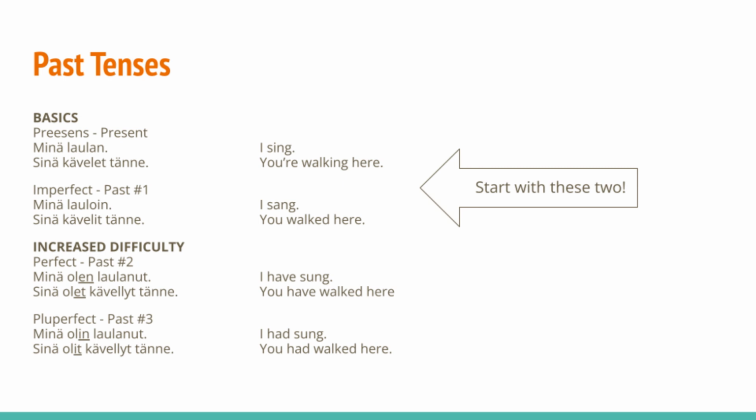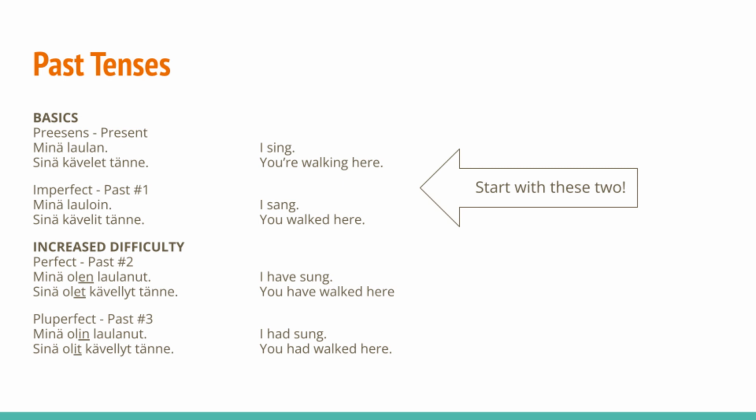The examples I have of those two more difficult ones here are minä olen laulanut, sinä olet kävellyt tänne. I have sung, you have walked here. And in the pluperfect, minä olin laulanut, I had sung, sinä olit kävellyt tänne, you had walked here. There is a difference. As you can see, for me, the best rule of thumb, so to say, to remember the difference between these two is that the perfect has the letter E in the verb, and the pluperfect has the letter I in the be verb, basically.